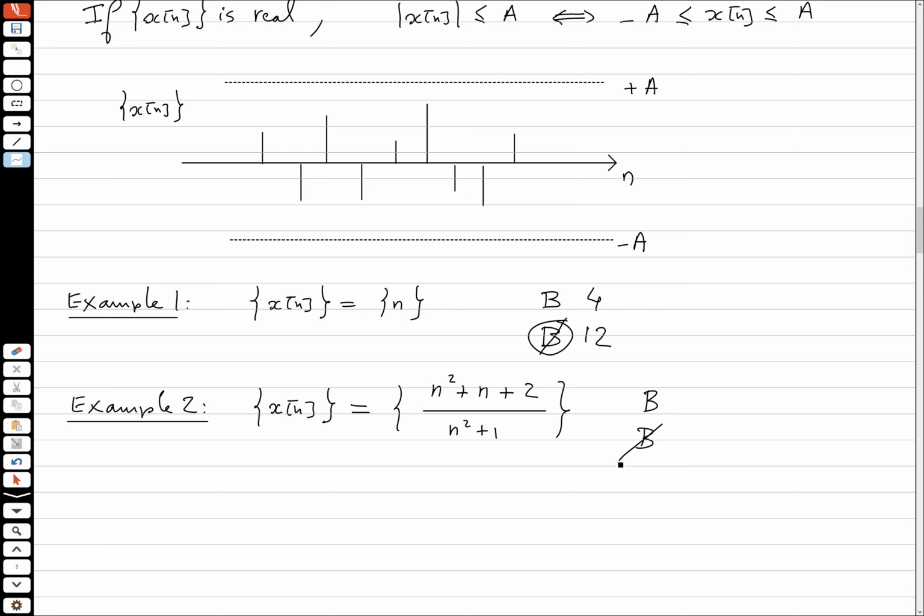Today the front row is very talkative. Vote. How many of you vote this is bounded? How many of you vote this is not bounded? Anybody changing his mind? Her mind?